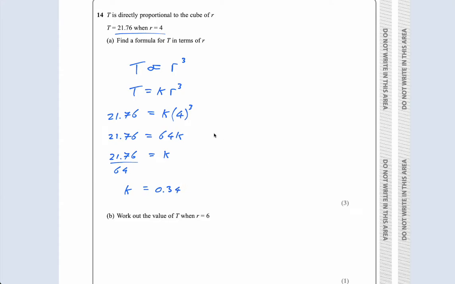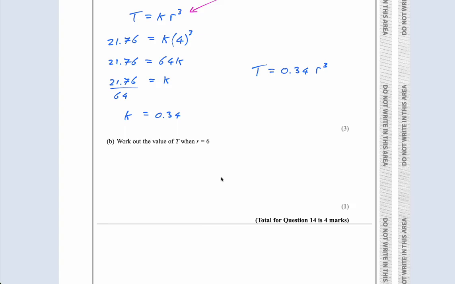The formula is then T equals 0.34 r cubed. This is the formula here. It's the formula with the value for k. Once you have the formula, then this bit's easy. Work out the value of T when r is 6. Well, T equals 0.34 r cubed, but where r is 6, so it's just 6 cubed.